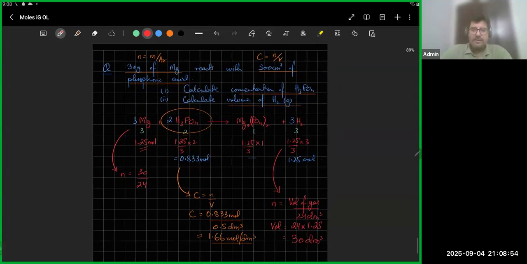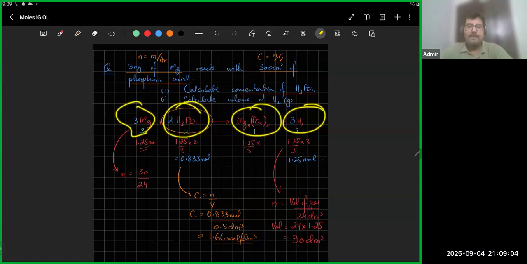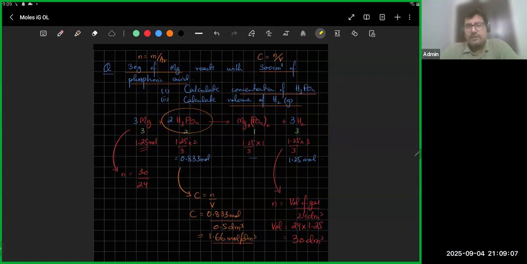Okay, so again, I'm going to repeat. All moles questions, you would need an equation. You would need the ratio in which the reactants and the products are reacting, right? And based on the data, you would need to calculate the moles of any one of the substances. In our case, it was Mg that was easy to calculate, the mass was given. So we did mass divided by molar mass, and we got the moles.